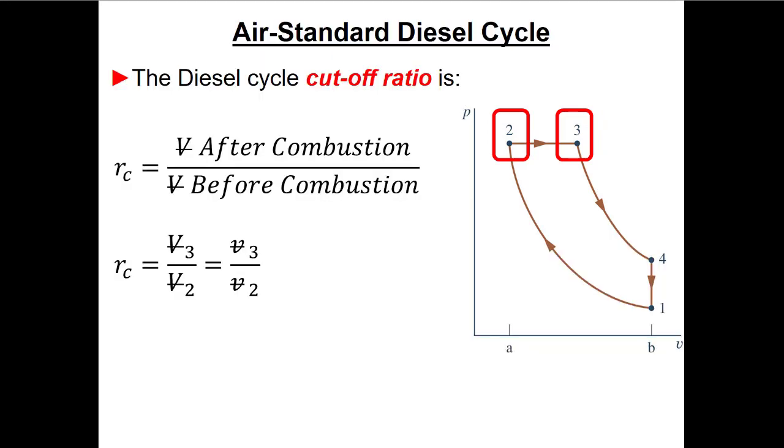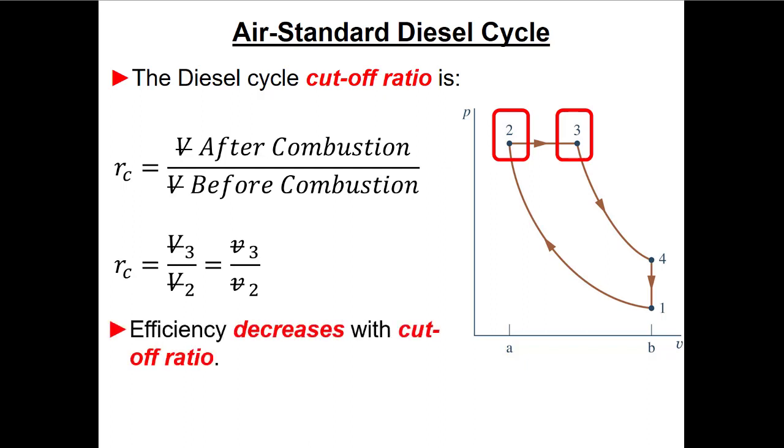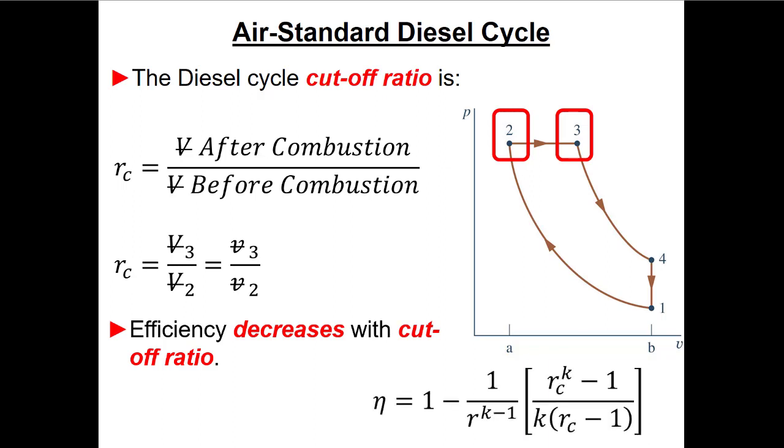So we have these 2 ratios. The first is the compression ratio, which sort of gives us an idea of the change in volume as we compress the fluid. The next is the cutoff ratio, which tells us about the change in volume as we burn our fuel, right? Or as we add heat to the system. So efficiency in these engines decreases with cutoff ratio. So where we want to have a large compression ratio, we want to have a small cutoff ratio.